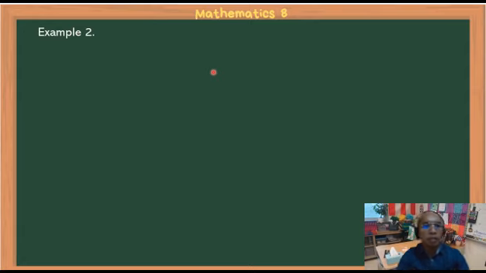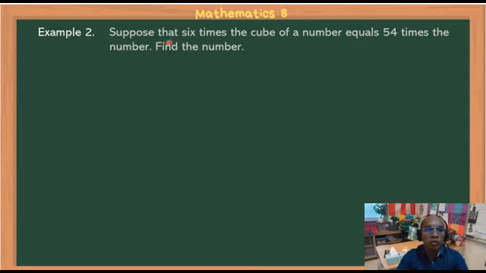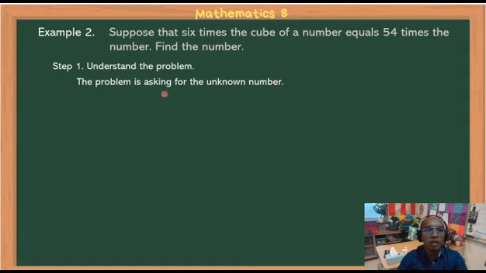Let's have example number 2. Suppose that 6 times the cube of a number equals 54 times the number. So what is the number? In this case, the problem is asking for the unknown number. In mathematics, particularly in algebra, we always let that unknown quantity be a variable. So in this case, we will let x represent that number.